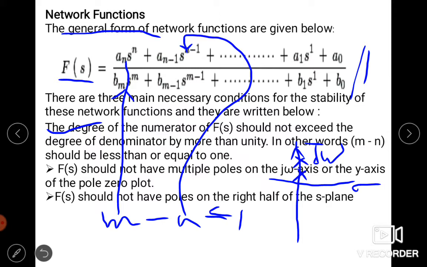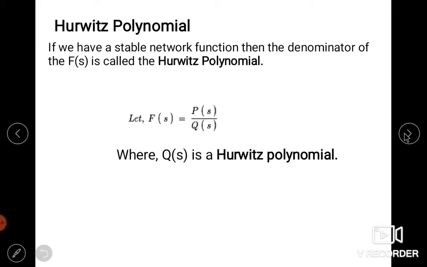Now the third one is telling us fs should not have poles on the right half, means इस डायरेक्शन में पोल नहीं होंगे। अगर इस डायरेक्शन में पोल होंगे तो सिस्टम अनस्टेबल हो जाएगा। So these criteria 1, 2 and 3 must be fulfilled for the network function. Now let's go for the next section.